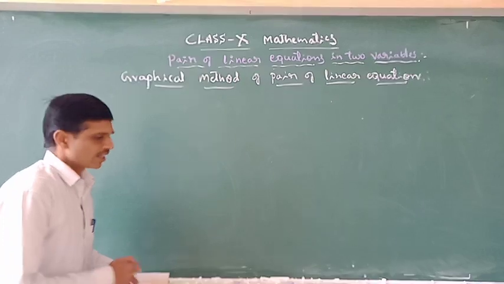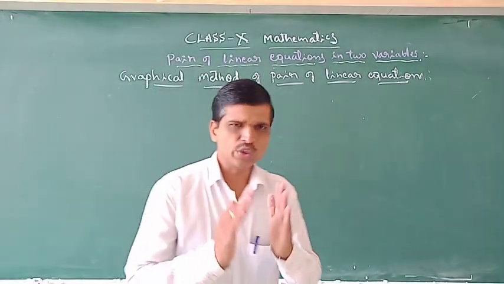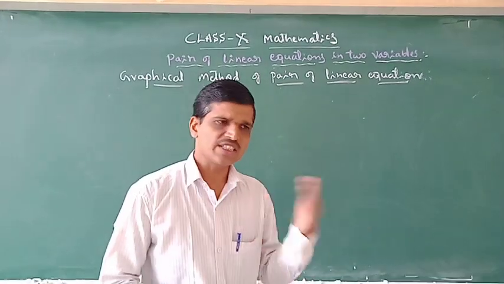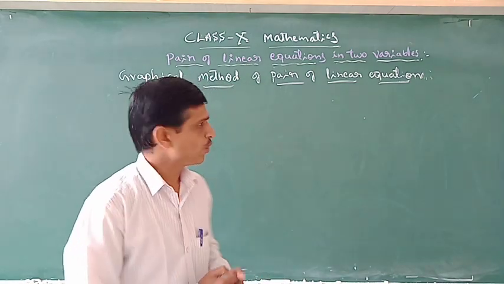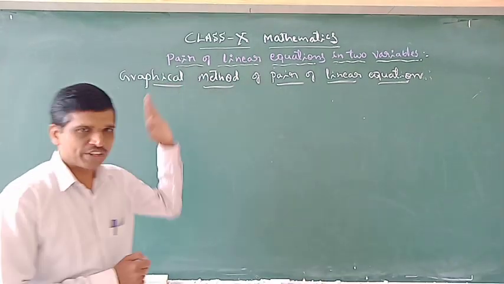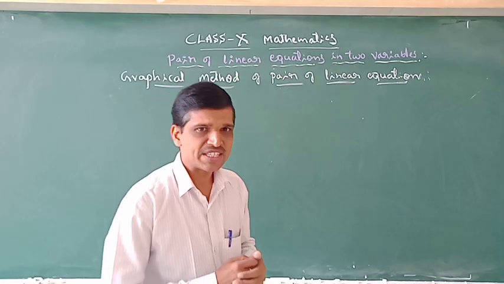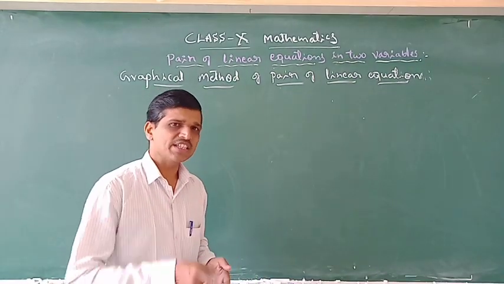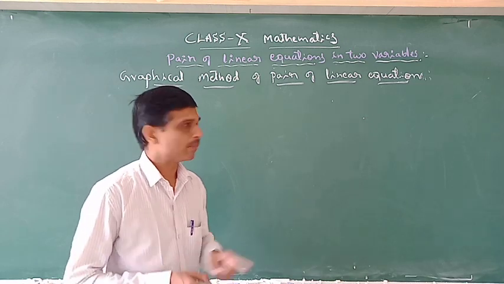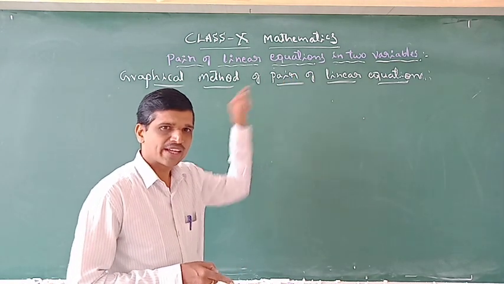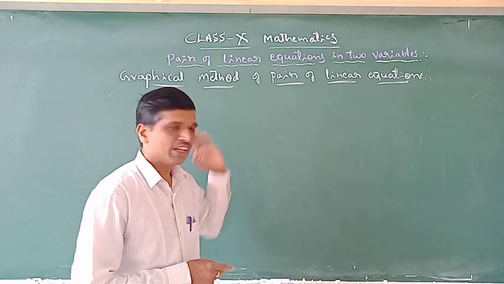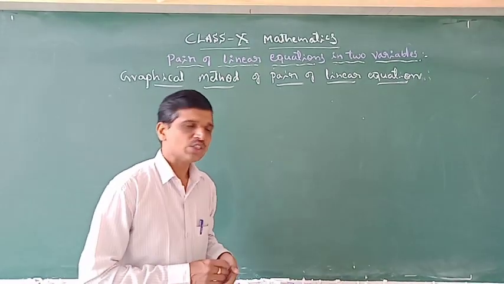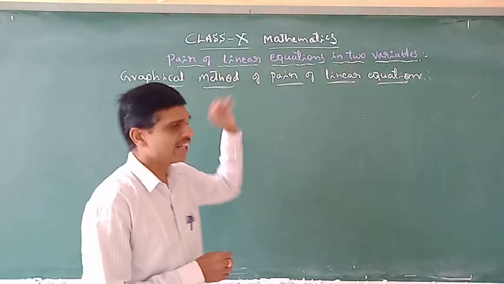Now consider that two equations are given, as algebraic expressions. Of course they are a pair of equations, because linear means the highest degree is 1. Here x and y are the two variables, and their highest degree must be 1. That is why it is known as a pair of linear equations.